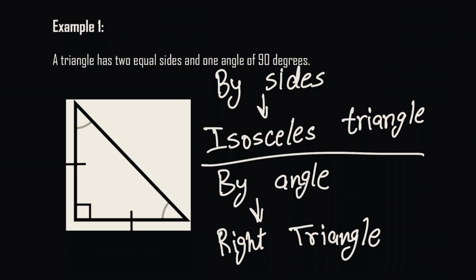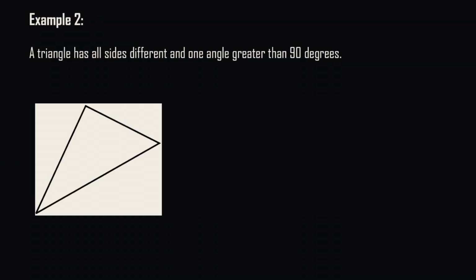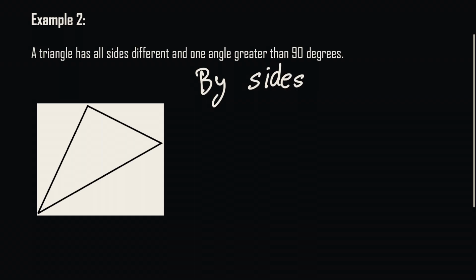That's our answer. Example 2. A triangle has all 3 different sides and one angle is greater than 90 degrees. So, by sides, we can tell that it is a scalene triangle because all 3 sides are different and none of them are the same.